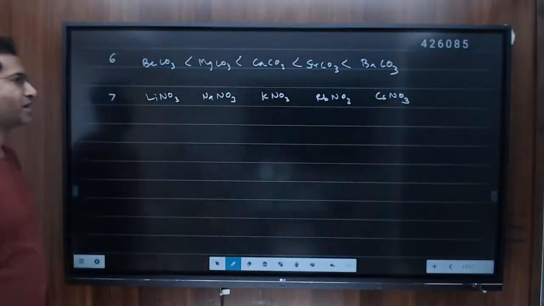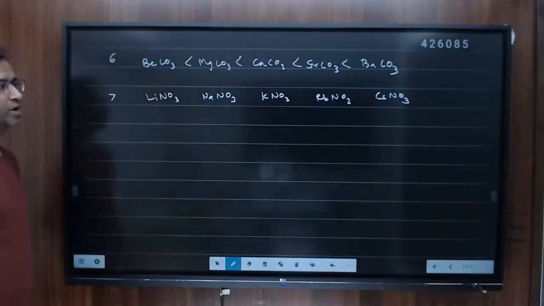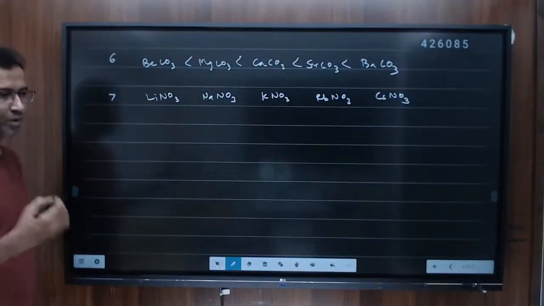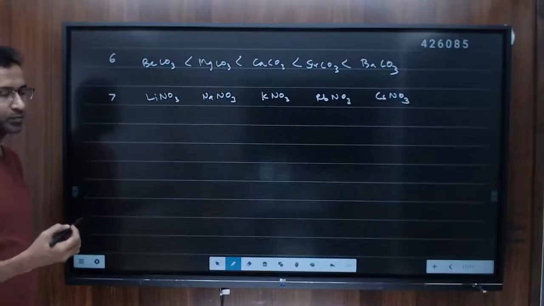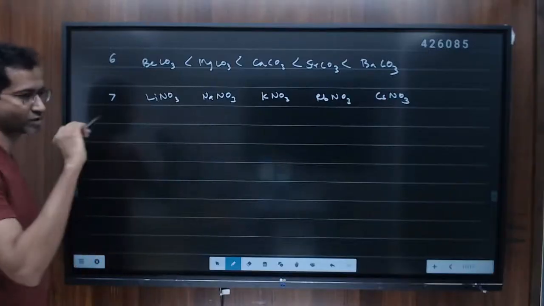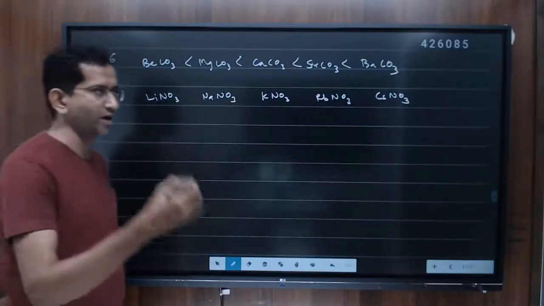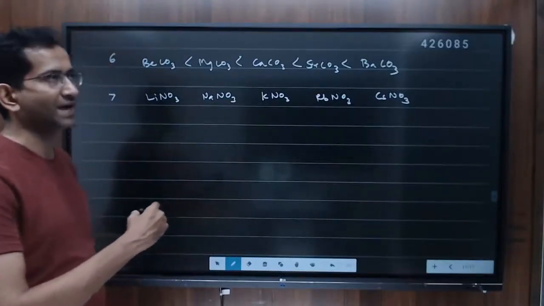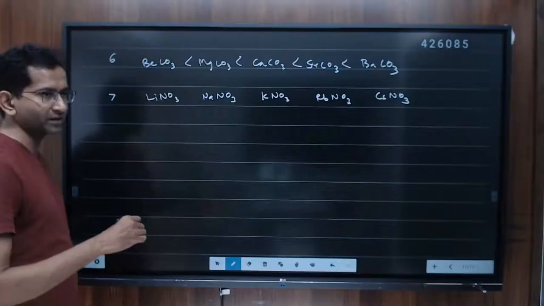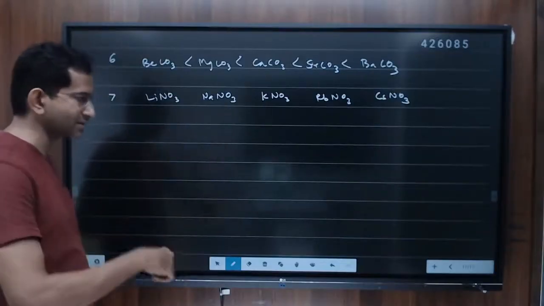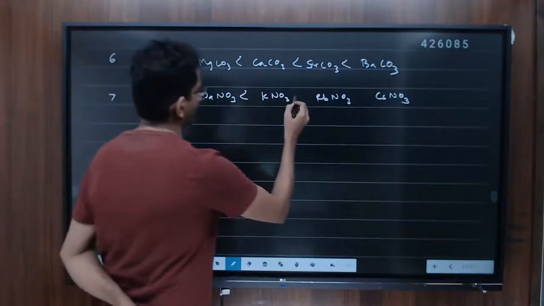So this is polyatomic, right? Nitrate is also polyatomic. If it is polyatomic, you will focus on polarization. Now you don't have to focus on nitrate. Once you have defined that nitrate is polyatomic, you will have to focus on the cation only. Small cation, more polarization. More polarization, less stability. So the stability order will be like this.